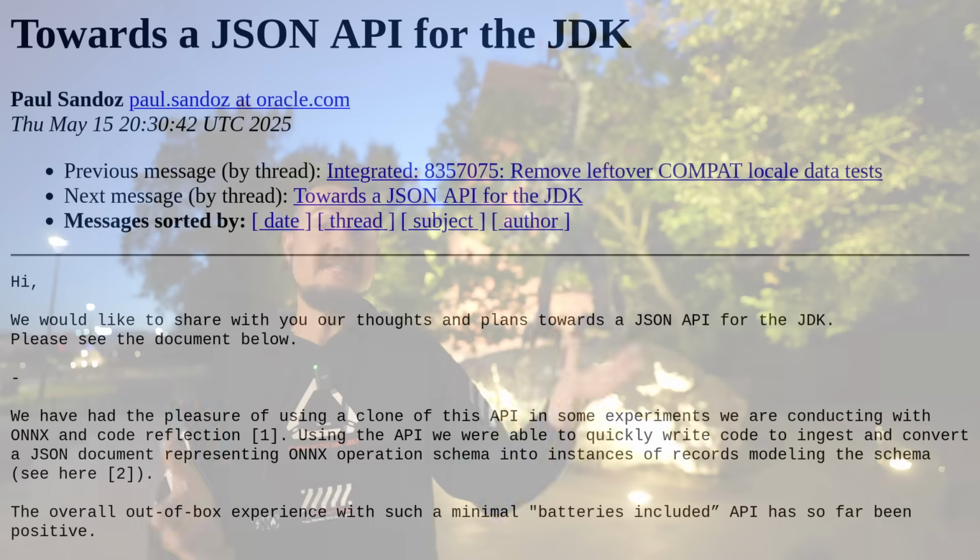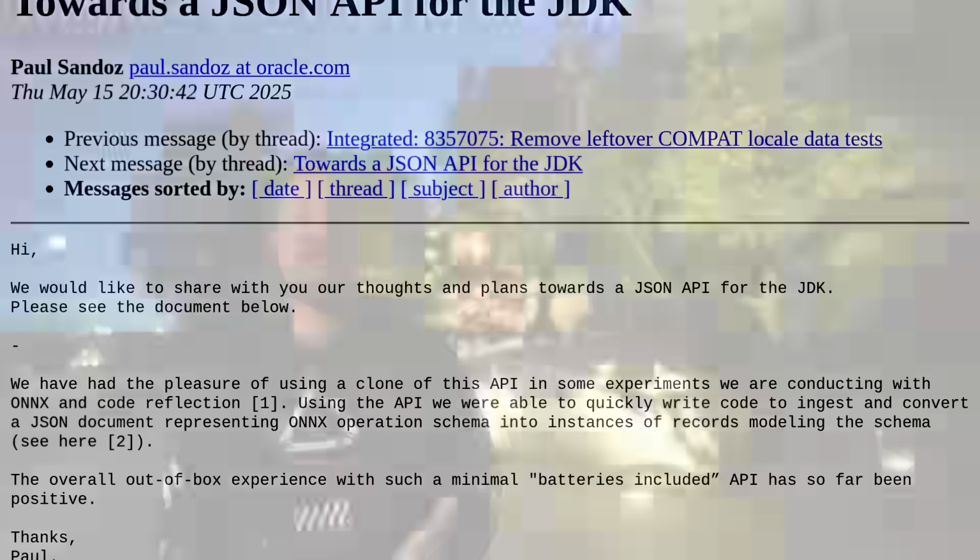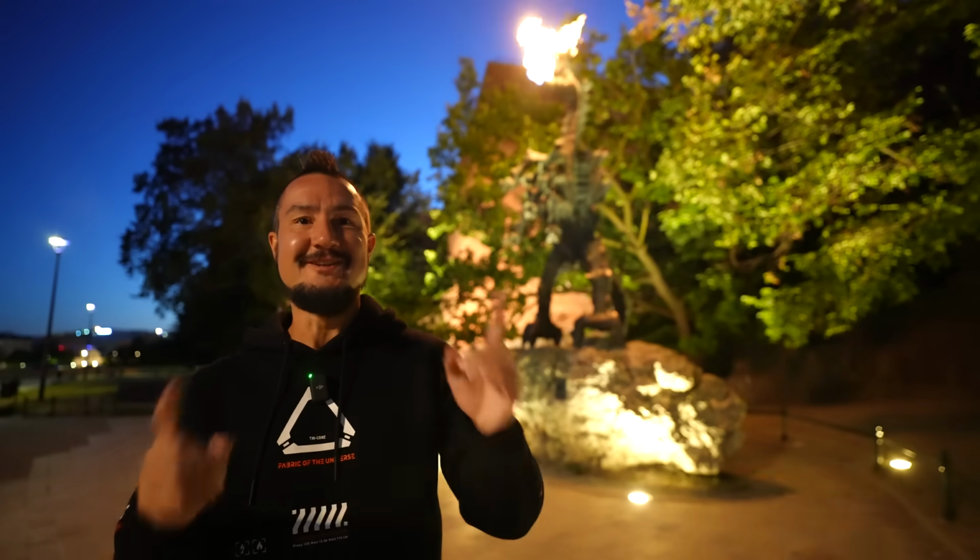I'm Nicolai Parlog, Java Developer Advocate at Oracle, and tonight we're going to talk about the JDK's path towards a JSON API. This is based on an email that Paul Sandoz, probably best known for being the lead of Project Babylon, sent to the Core Libs dev mailing list back in May. That means we don't even have a JEP draft yet, so all of this is very early, and this episode is more about the big picture than about details. Ready? Then let's dive right in.